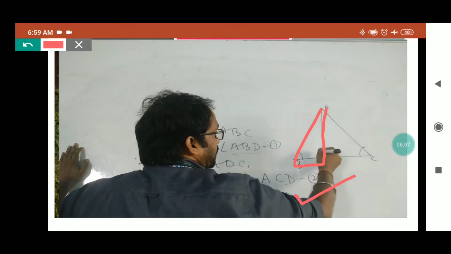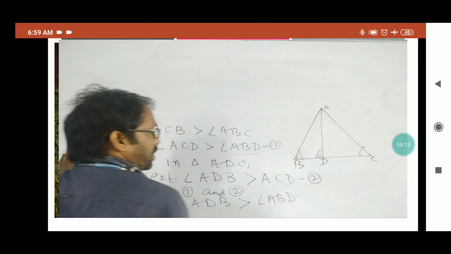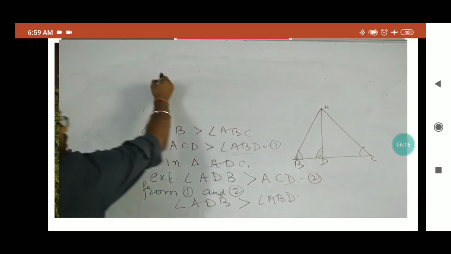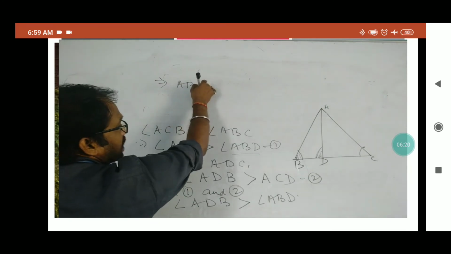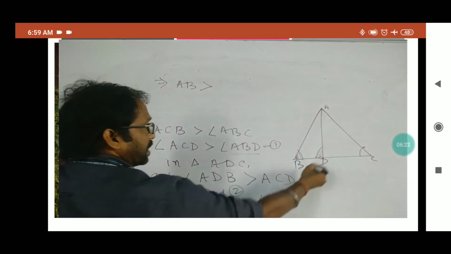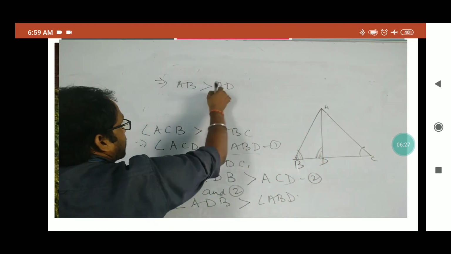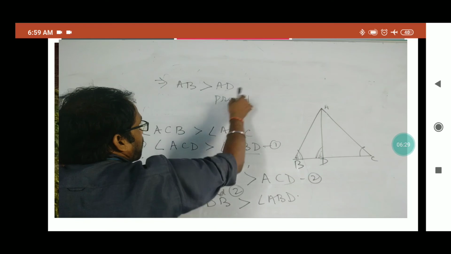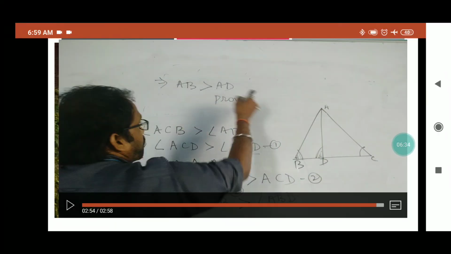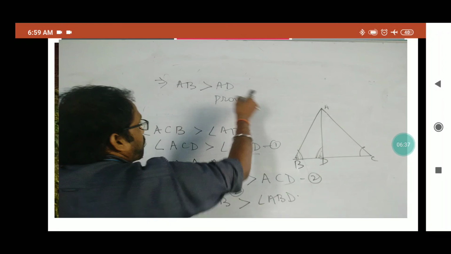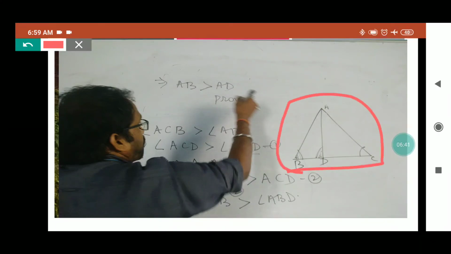We have just proved this now. So we have to find the side opposite to the larger angle. The larger angle is ADB, so the opposite side is AB. The smaller angle is ABD, and the side opposite is AD. So we have proved AB is greater than AD. This is what we had to prove, and by using inequality we have proved it. In this way we have to use this.